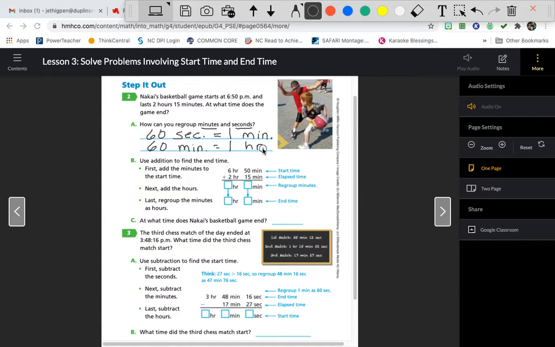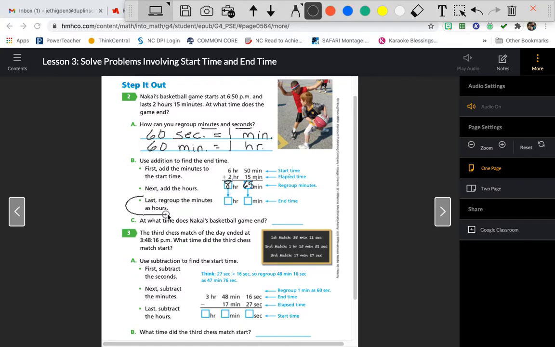B, use addition to find the end time. So we have our start time of 6 hours and 50 minutes. Then we have that the game lasted 2 hours and 15 minutes. That's the time passed from when it started to when it ended. That's what we call elapsed time. Now, it said first add the minutes to the start time. So we're going to say 50 plus 15, and we get 65. Then we're going to add the hours. 6 plus 2 is 8.